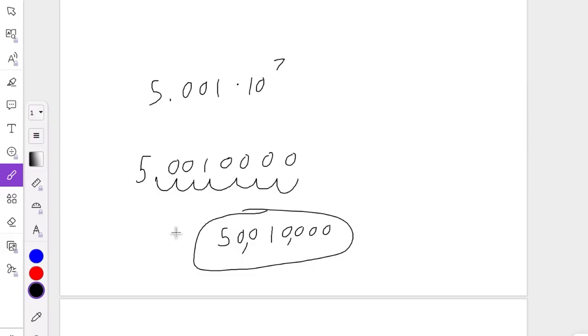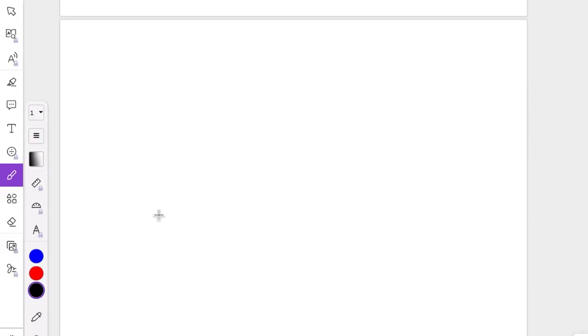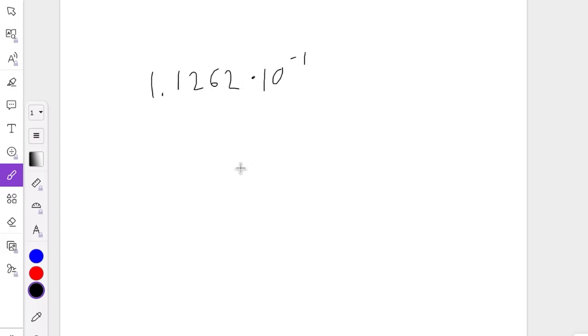Okay, so now the only thing left to do, of course, is going to be the negative exponents. So let's say I have 1.1262 times 10 to the minus 1 power. So now with the negative exponents, we are going to the left. I'm going to move the decimal to the left by 1 place, because it's the opposite of what we just did a minute ago. It was right before, now it's going to be left.